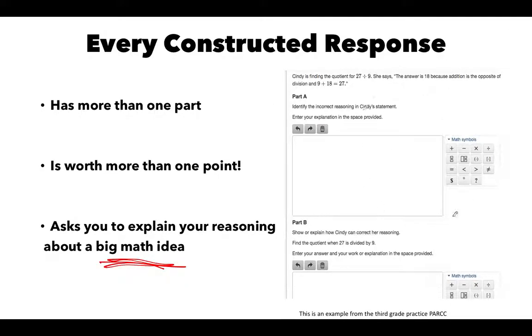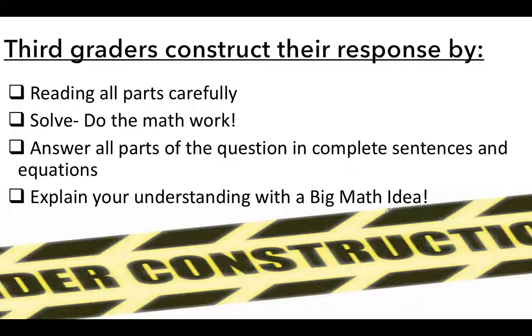So this is an example of what a constructed response looks like, and this is going to be worth more points than just a regular straightforward multiple choice, and you're going to have to make sure your big idea is in here. Third graders, and in your case, this will say fourth graders. If you're a fourth grade teacher, it's the same, right? Construct the response by reading all the parts carefully, solving, answering all the parts in complete sentences, and then explaining your understanding of the big math idea.